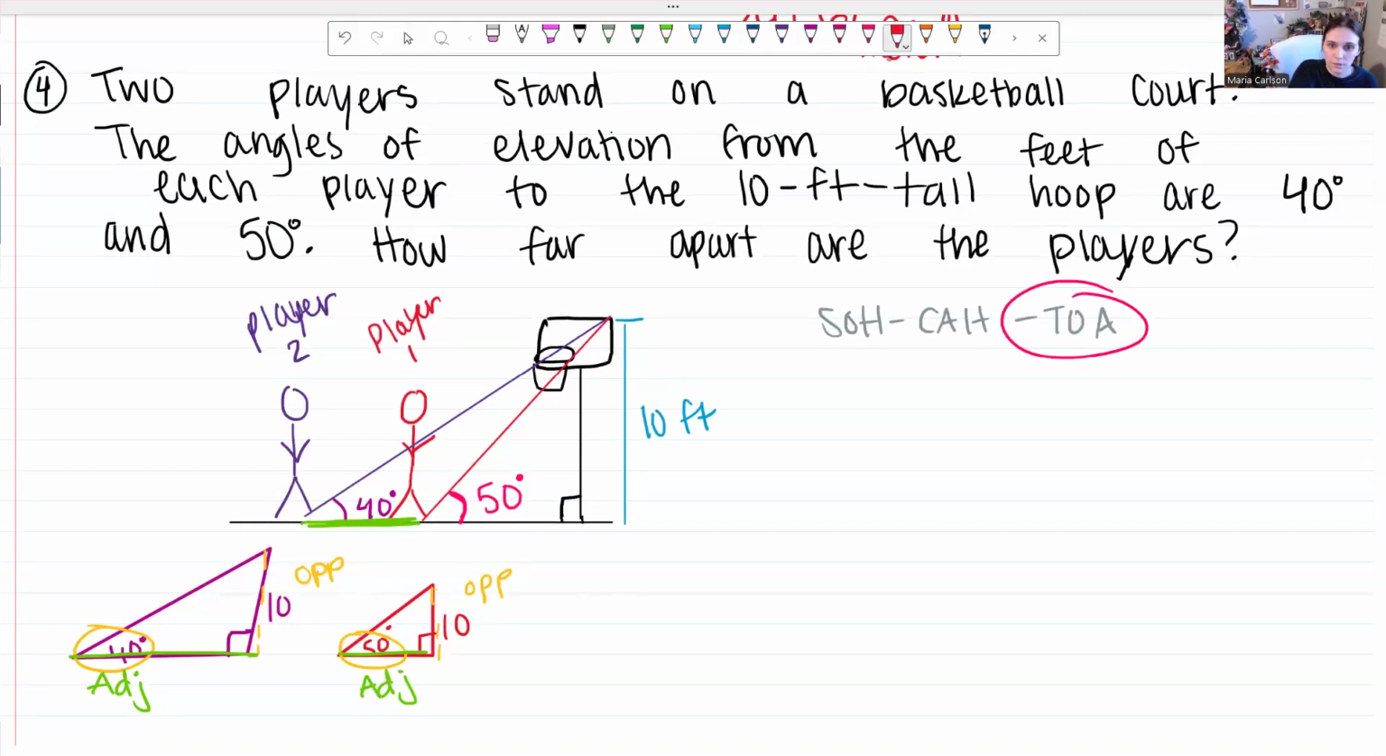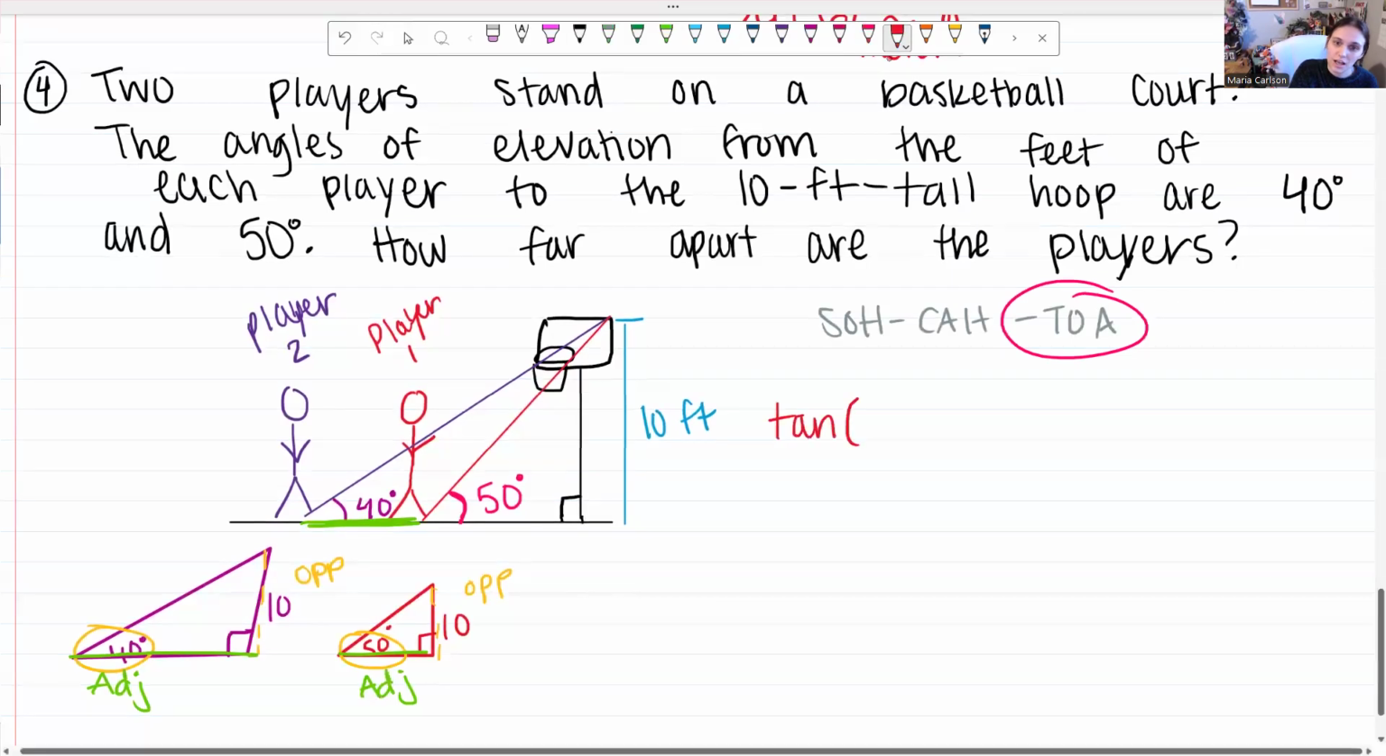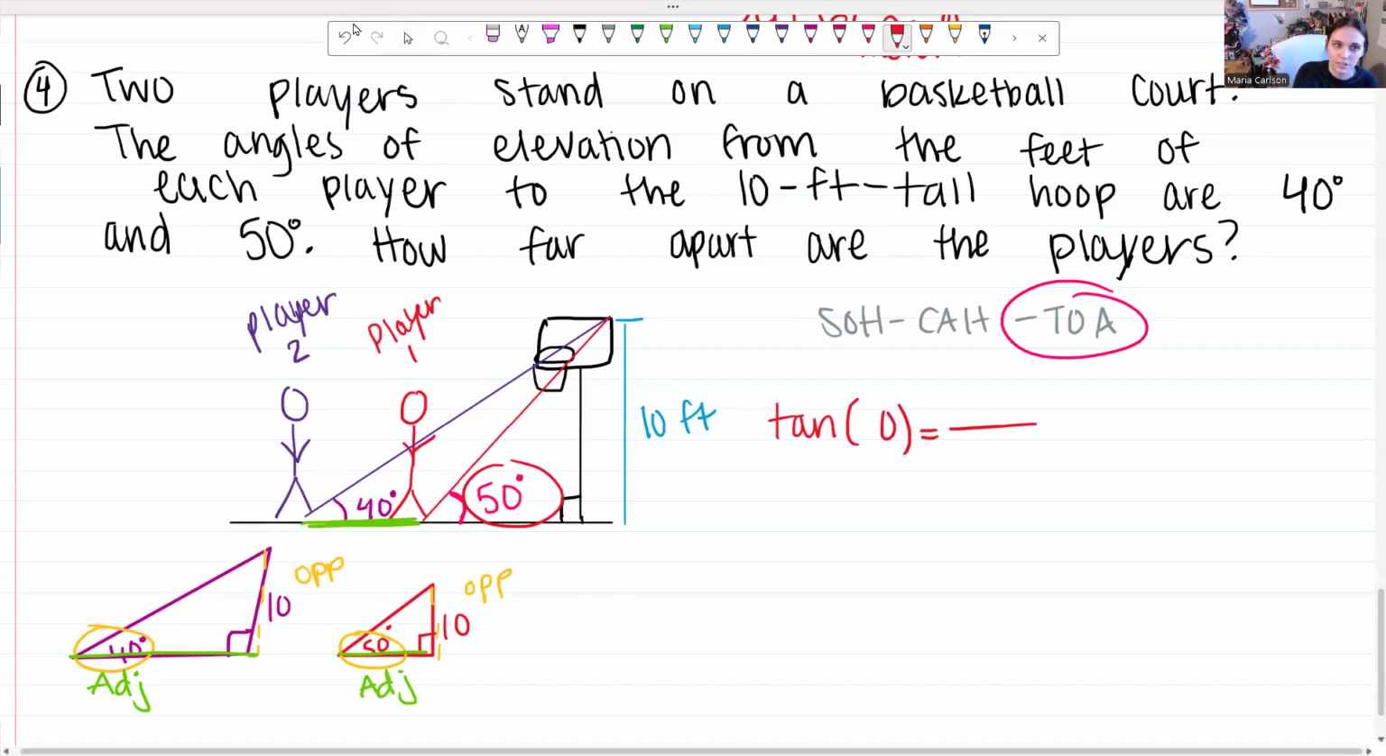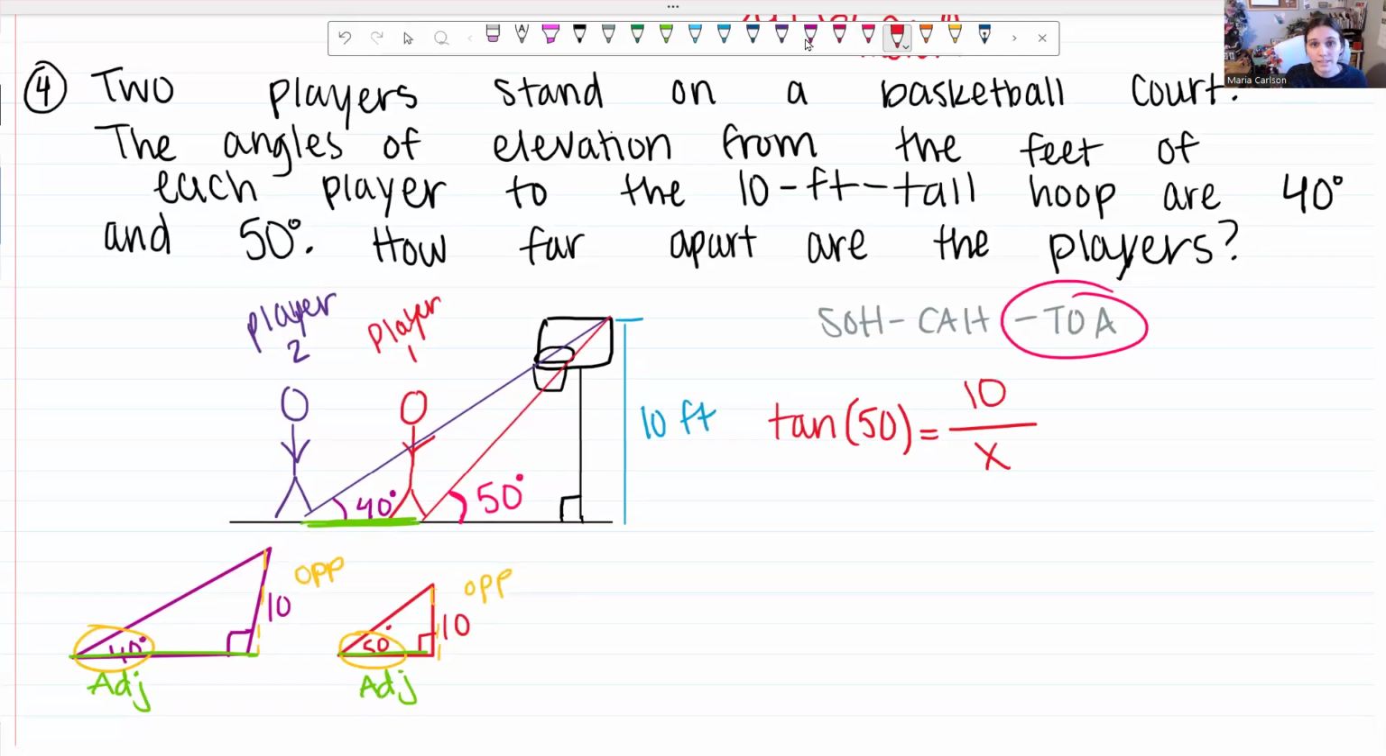So I'm going to start with player one. The tangent of 10 is equal to the opposite side, which is, oh, no, not the tangent of 10. That's not our angle. It's the tangent of 50 degrees that is our angle for player one. And that is equal to the opposite length, the height of the hoop, 10, over, we don't know that side, so I'm going to call this x.